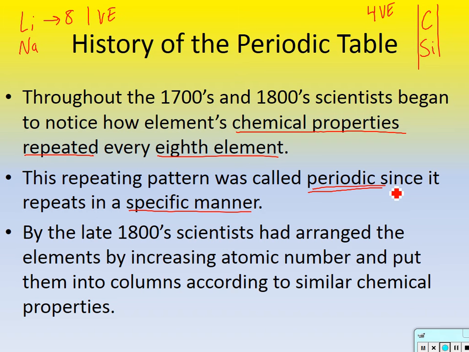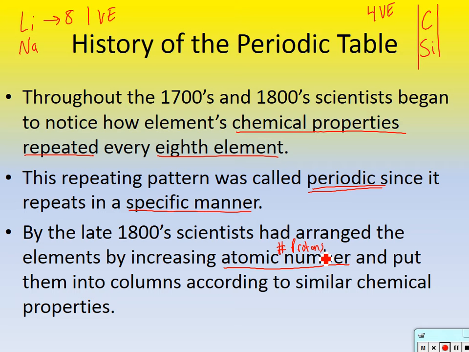Okay, by the late 1800s, scientists had arranged the elements by increasing atomic number and put them into columns according to similar chemical properties. So if they arrange them by atomic number, what does that mean? It's the number of what? Protons, yeah.